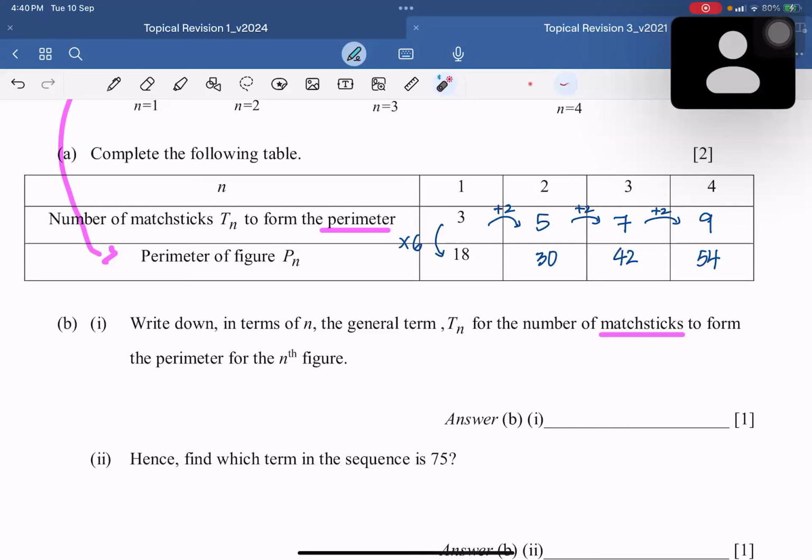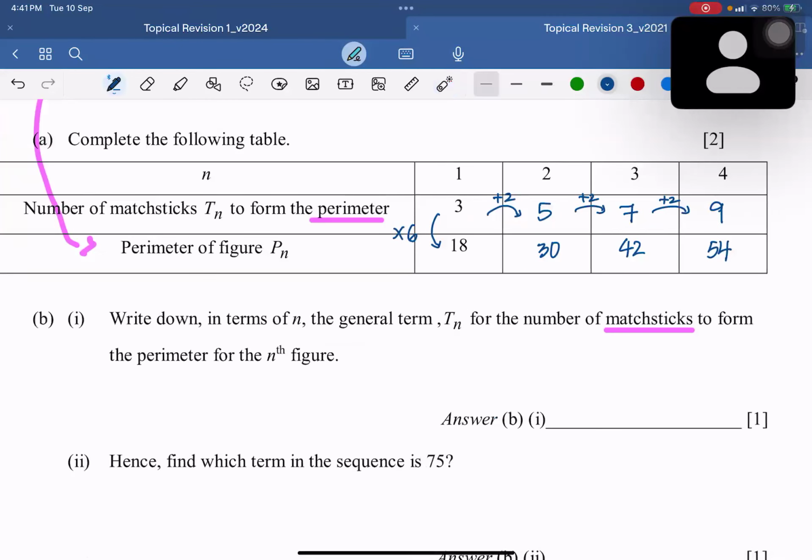Okay. So in this case, we have this number of matchsticks to form the perimeter. Write it down in terms of n. Let's take a look at our pattern. We have 3, 5, 7, 9. The number jumps by +2, +2, +2. If a number always adds 2, it will be +2n. But I need to check what number plus 2 can give me the number 3. 1 + 2 gives me 3. So therefore, term n is the formula 1 + 2n. Okay, this is method number 1.